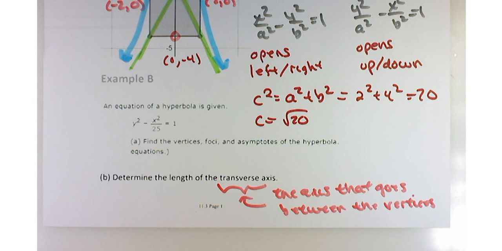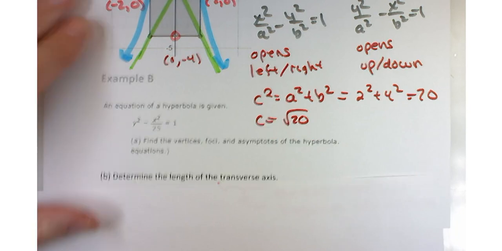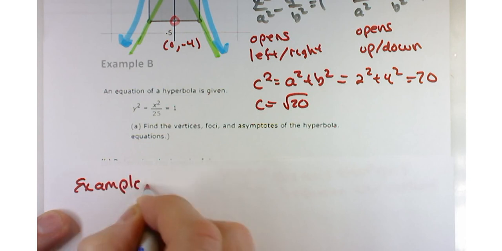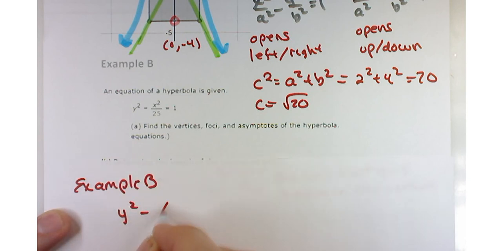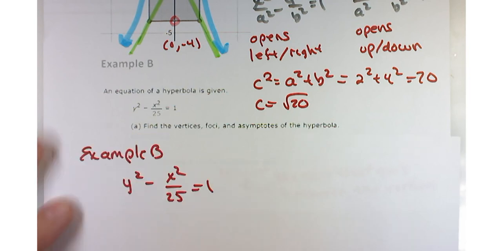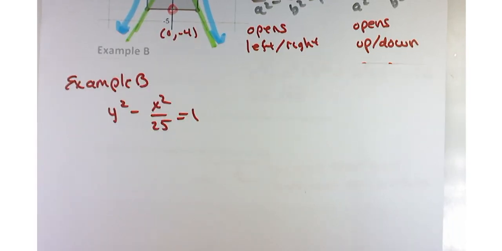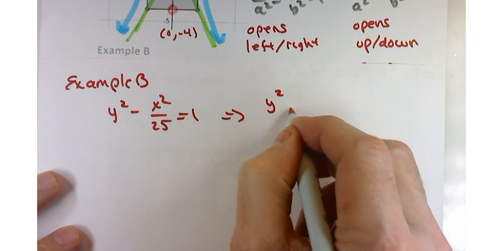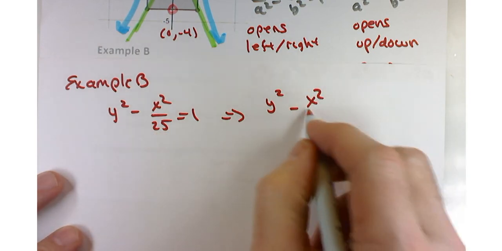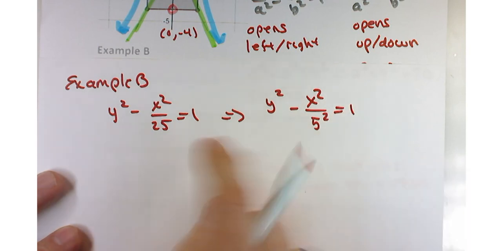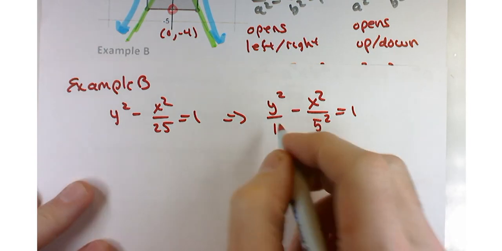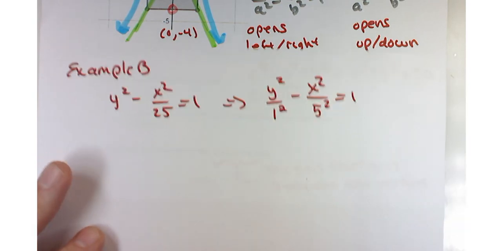So the equation for B is this one, y squared minus x squared over 25 equals 1. So let's rewrite that a little bit. Example B, y squared minus x squared over 25 equals 1. So I chose this example for a couple reasons. The first of which is there's a little trick that you're going to want to employ when you rewrite this. Certainly, it's easy to do with this one over here. That's x squared over 5 squared. But for this one, first of all, write it as y squared over 1, and then realize that 1 and 1 squared are the same thing.